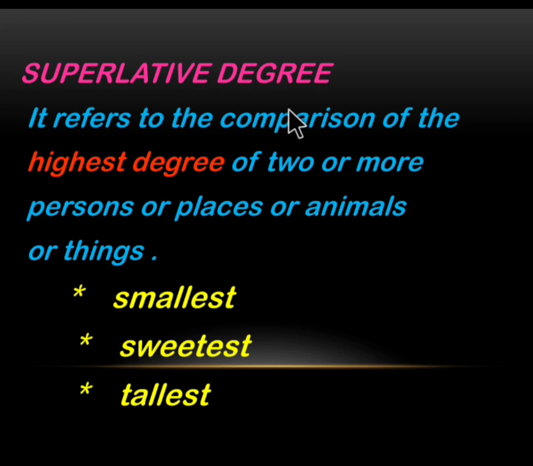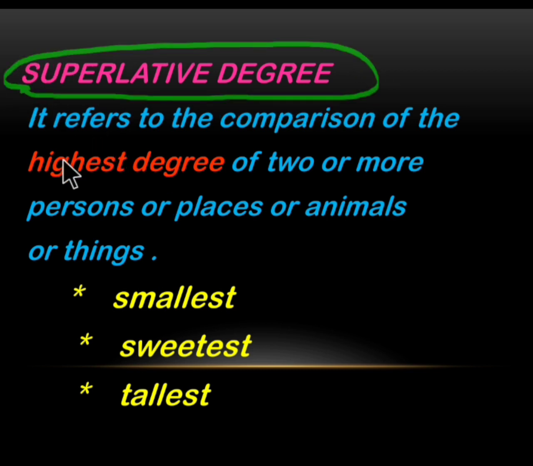Next we have the superlative degree. It refers to the comparison of the highest of two or more persons or places or animals or things. So superlative degree gives the highest form of comparison. So how do we write that highest degree? We use EST with the adjective or the adverb. So small becomes smallest, sweet becomes sweetest, and tall becomes tallest.